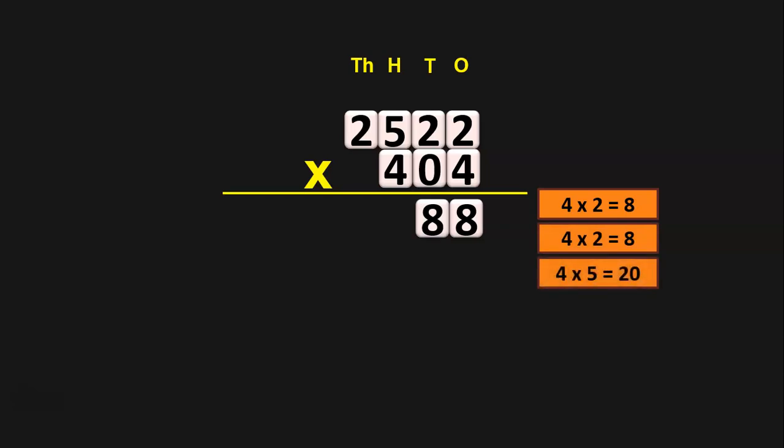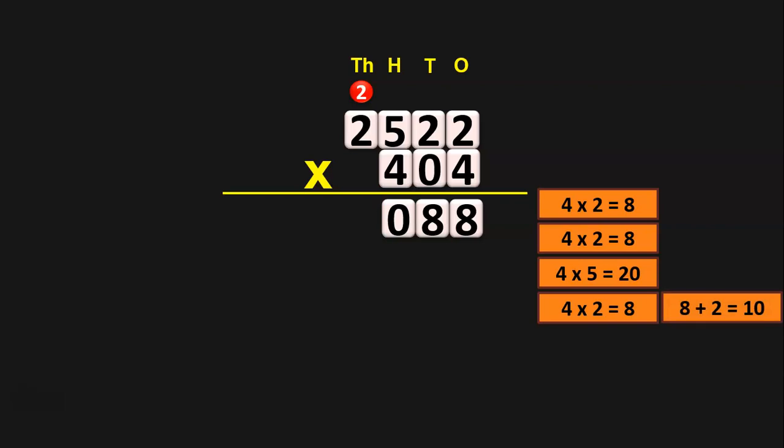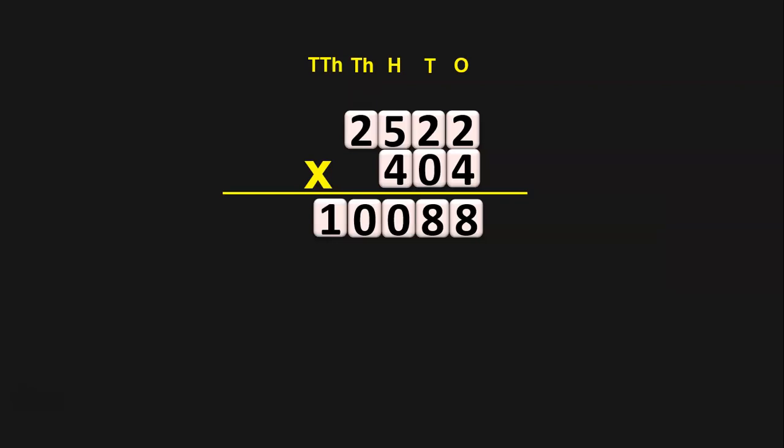Next, 4 into 5 is 20. So 0 in the hundreds place and 2 as a carryover to the thousands place. Next, 4 into 2 is 8. 8 plus 2 is 10. 0 in the thousands place and 1 will move to the next place value 10,000. Let us remove all these calculations to avoid confusion.